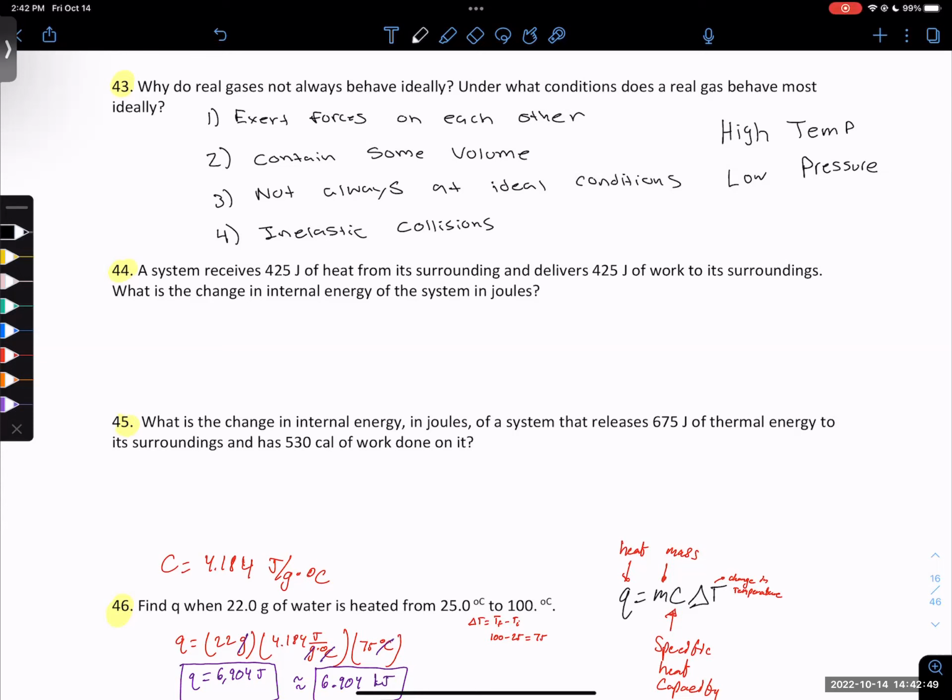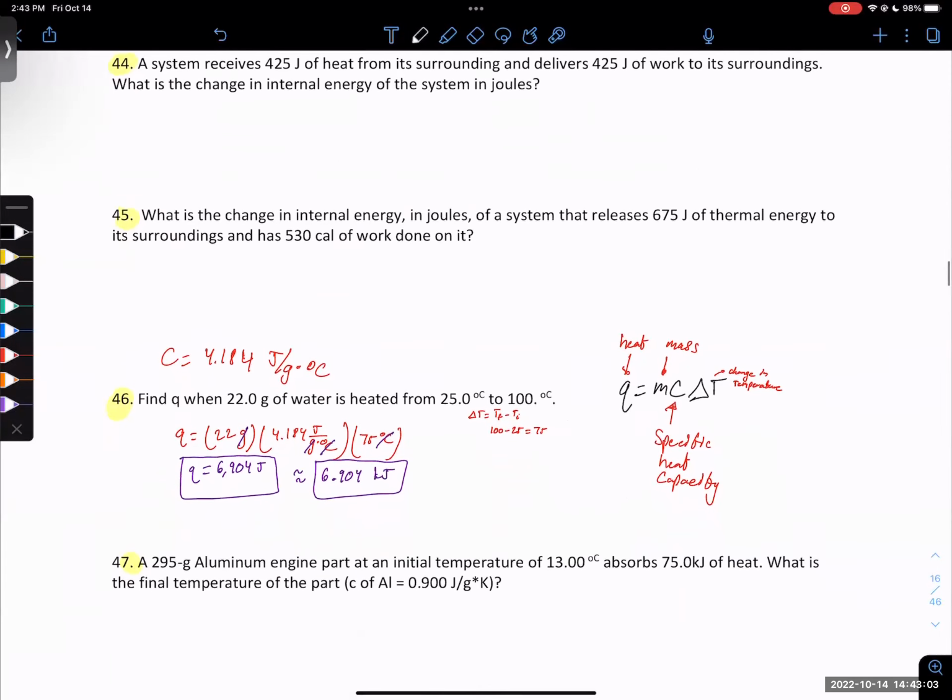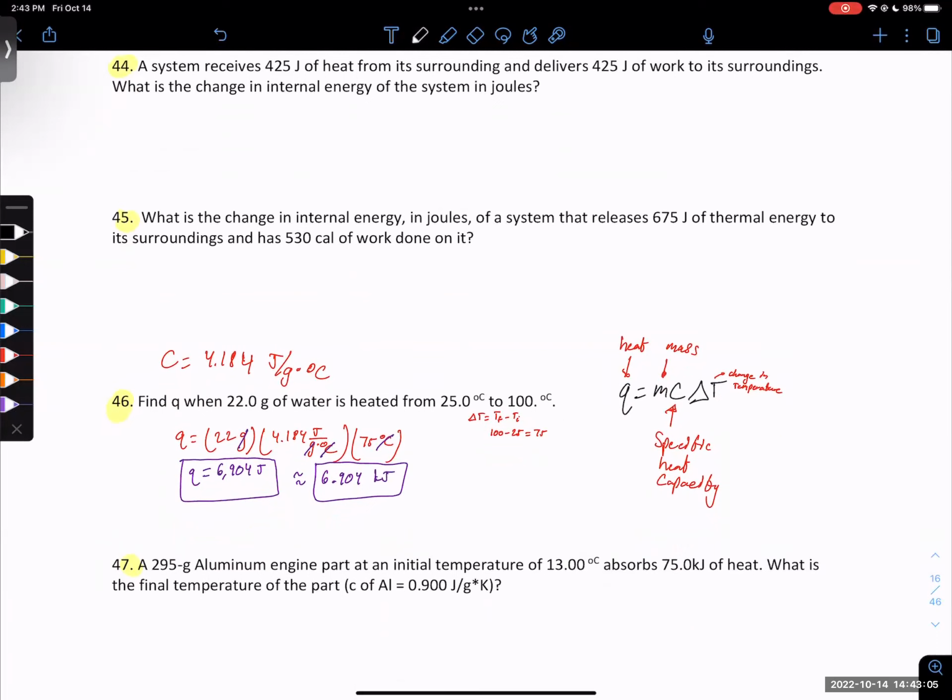Okay, so let's go to number 44. And Maria, if you don't understand it, if it doesn't make sense to you, just know that these are the conditions, okay? Okay, number 44, I'm going to give y'all 10 seconds to finish this. It might take less than 5.